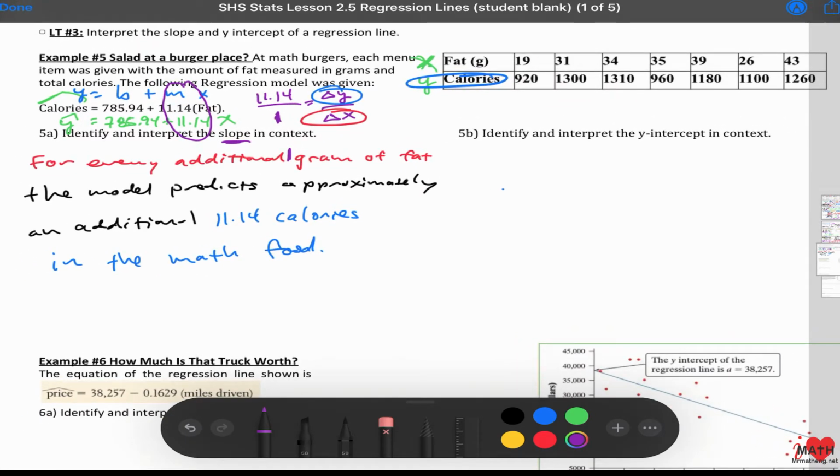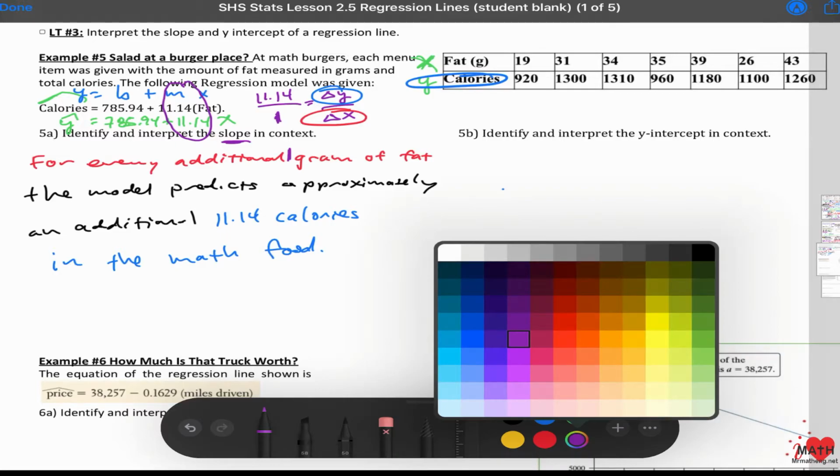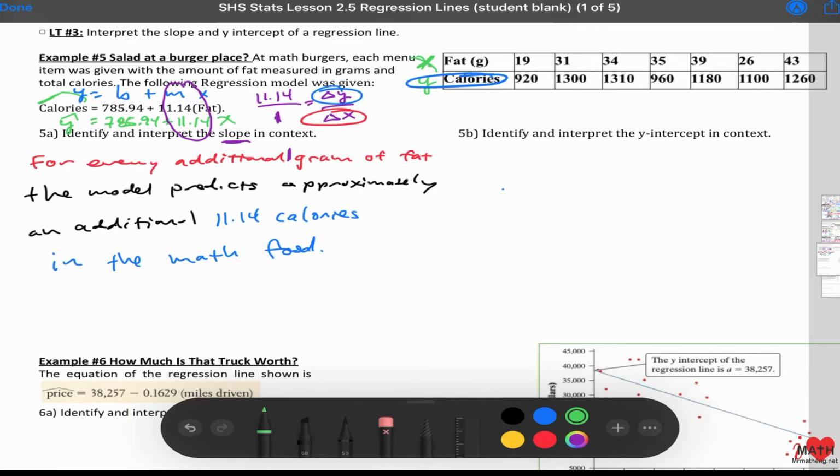Okay, let's identify the y-intercept now. The y-intercept is the one without an x. Okay. If the math burger, or the math food, if the math food contained no fat, right? Because if you put an x equals 0, if you made this 0, that 11.4 would go, right? Anything times 0 is 0, then you're just left with that.